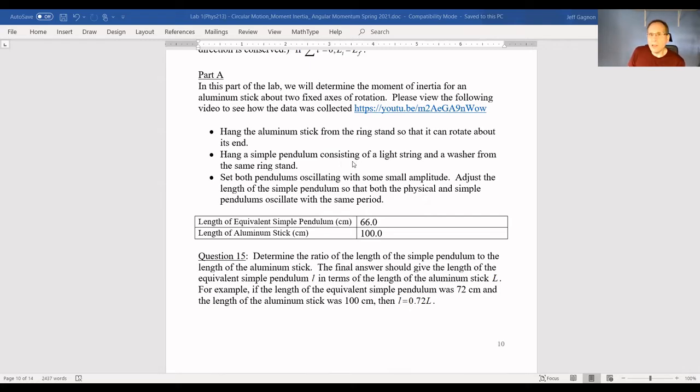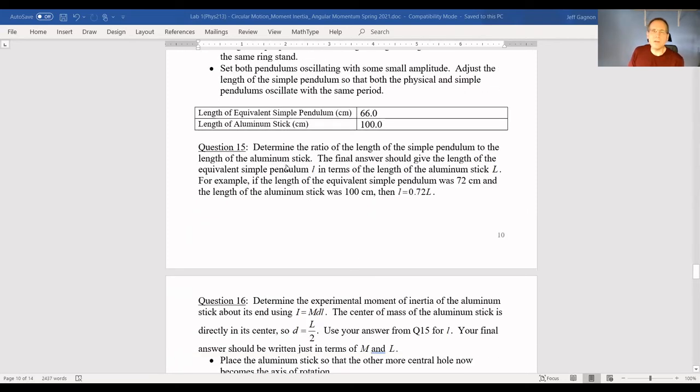We hung a simple pendulum, consisting of a light string and a washer, from the same pivot point at the end. I adjusted the simple pendulum so that it became an equivalent simple pendulum, and both pendulums oscillated with exactly the same period. I found that the length of the equivalent simple pendulum when it had the same period was 66 centimeters. I measured its length. The length of the aluminum stick is a meter, so it's 100 centimeters.